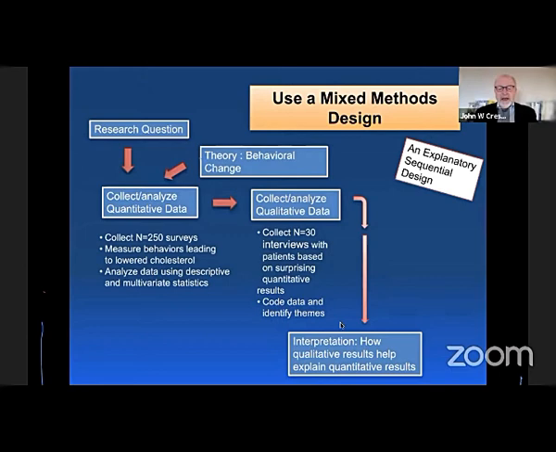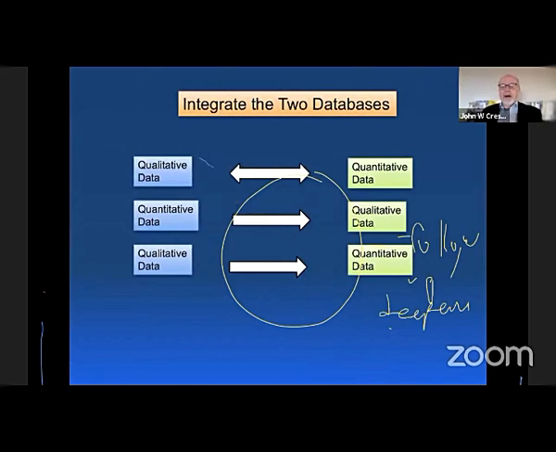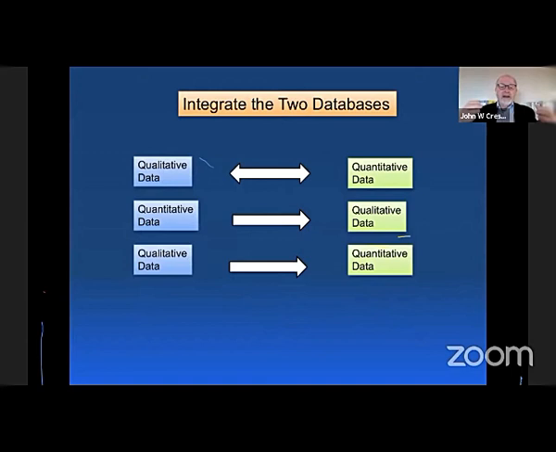So you see, a design consists of these parts. We've got a question, we've got data collection, we've got theory, we've got interpretation. That's what I mean by a mixed methods design. Now, integration means what we're going to do is bring these two databases together. There's different ways we can do this. We can actually merge them together, put them together in a single table.